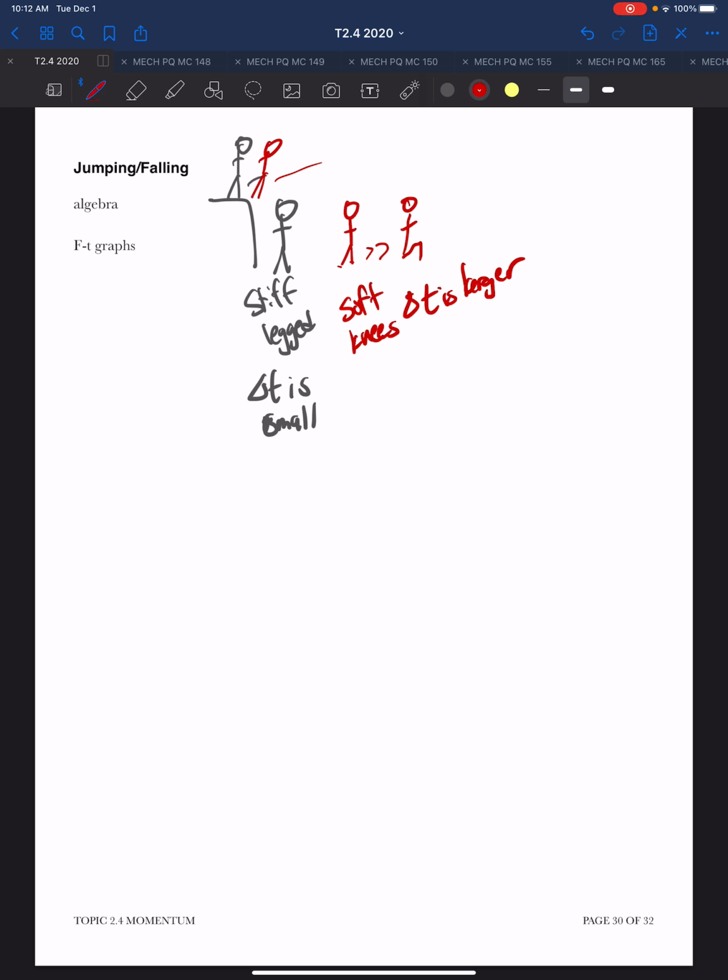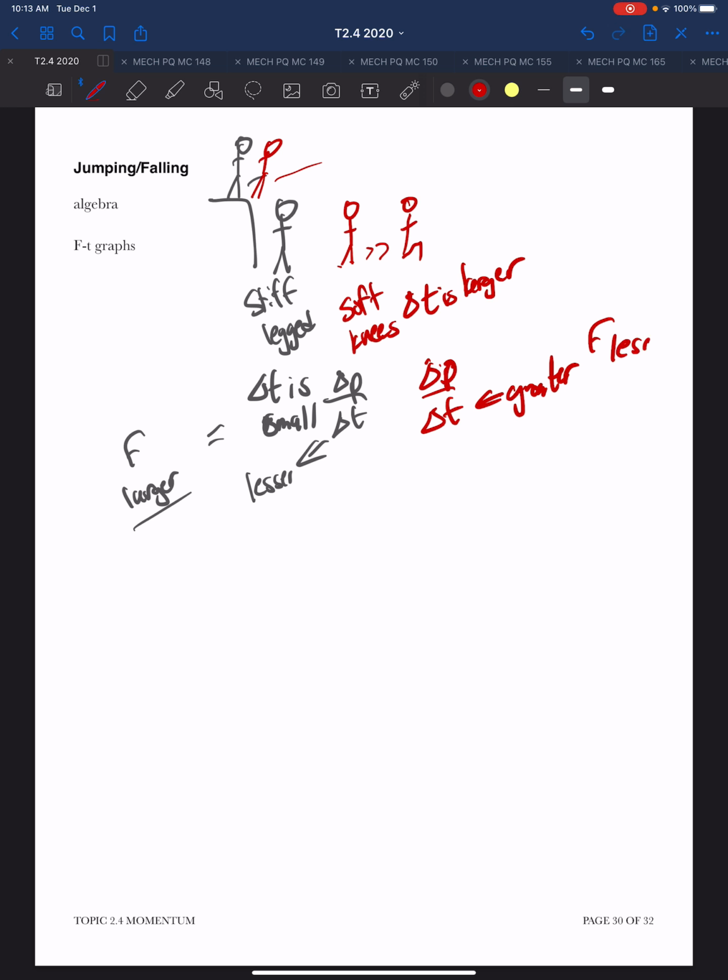And so if we're talking about the same change in momentum in both cases, and we have a greater delta t in the soft case, and in the stiff-legged case, we have a lesser delta t, well, then that means that the force will be larger. The rate of change of momentum is the force. The force will be larger in a stiff-legged case, and the force will be less in the soft-kneed case. And this is the sort of thing that stunt men and women learn to do.